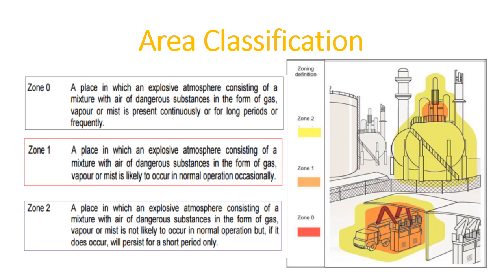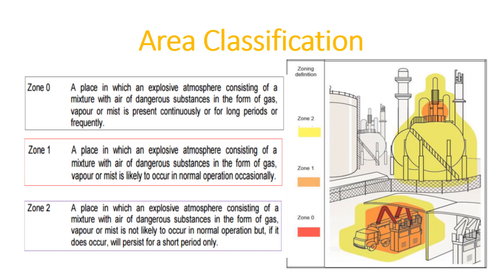gas, vapor and mist only. This is not for dust or fibers or flames. There are separate classifications for that. So for the time being, we are only considering gas, vapor and mist. According to it, there are three categories: zone 0, zone 1 and zone 2.